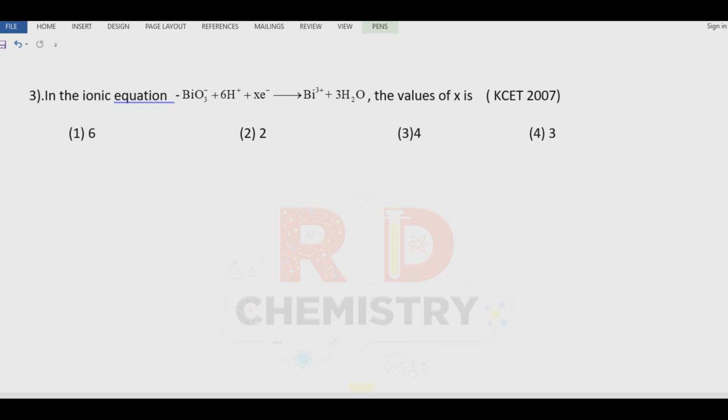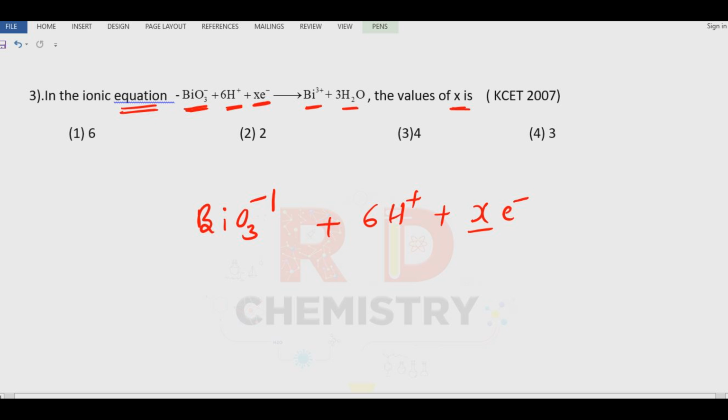Question number 3. In the ionic equation, BiO3 minus plus 6H plus in acidic medium, some unknown number of electrons are gained. Gaining of electrons is reduction. And it becomes Bi3 plus and water. So the value of X is? What you do is you have to balance the charges here. Let me write the equation here. BiO3 minus, minus means minus 1, plus 6H plus, plus unknown X electrons are gained to give Bi3 plus and 3 water molecules, correct?